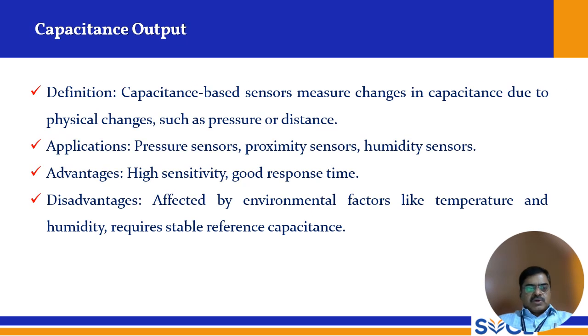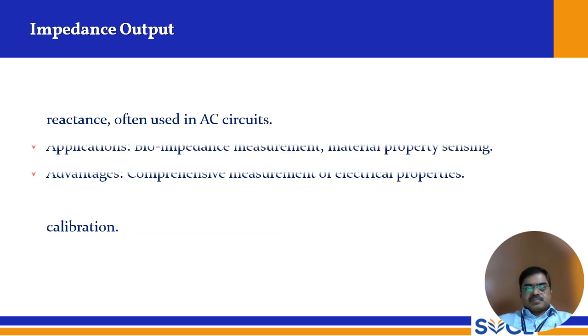Capacitance output. It is another popular transducing principle. Capacitance based sensors measure changes in capacitance due to physical changes such as pressure or distance. Applications: pressure sensors, proximity sensors, humidity sensors. Advantages: high sensitivity, good response time. Disadvantages: affected by environmental factors like temperature and humidity, requires a stable reference capacitance. So these are the disadvantages.